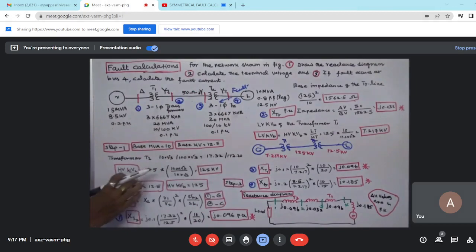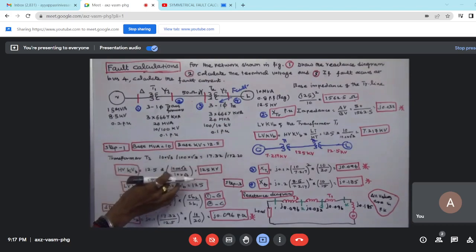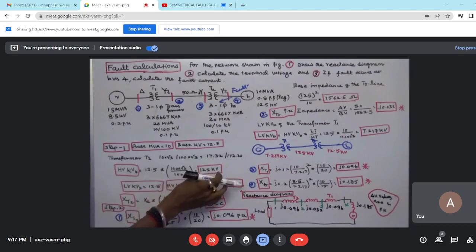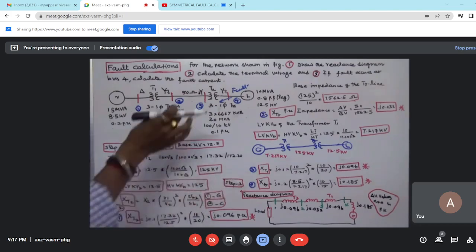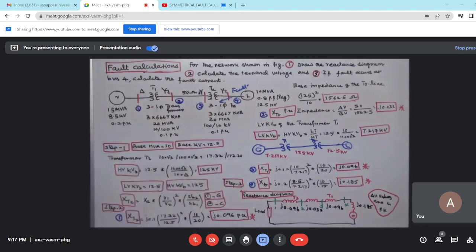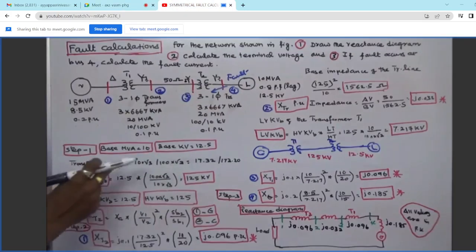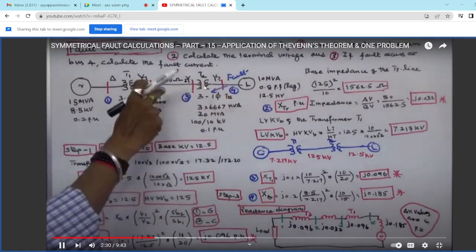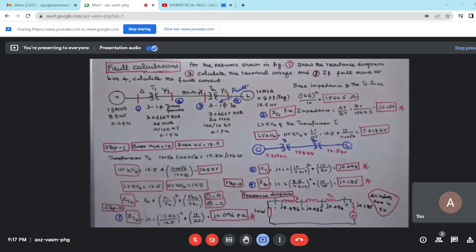Now, high voltage kV base is equal to low voltage kV base, that is 12.5 into HT by LT. 100 into root 3 divided by 10 into root 3. That is equal to 125 kV. That is the transmission voltage kV base. Low voltage kV base is equal to 12.5. High voltage kV base is equal to 125.